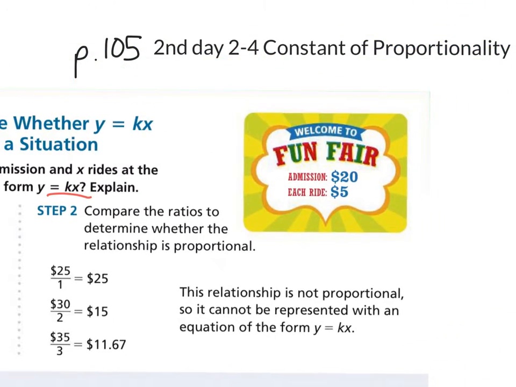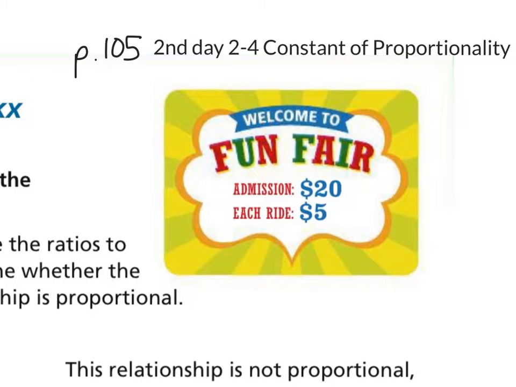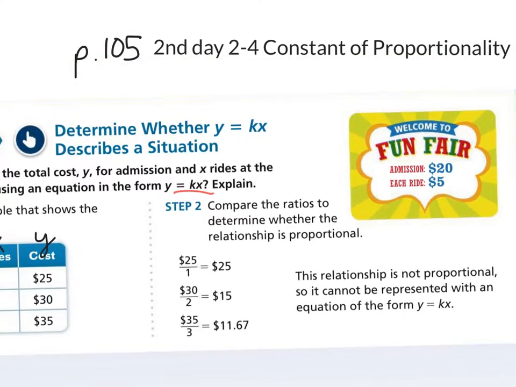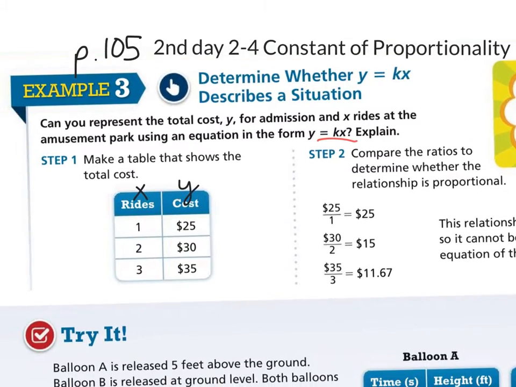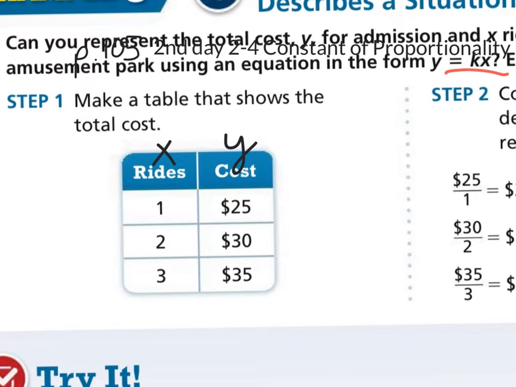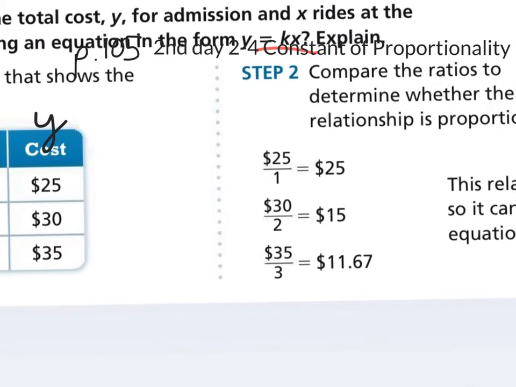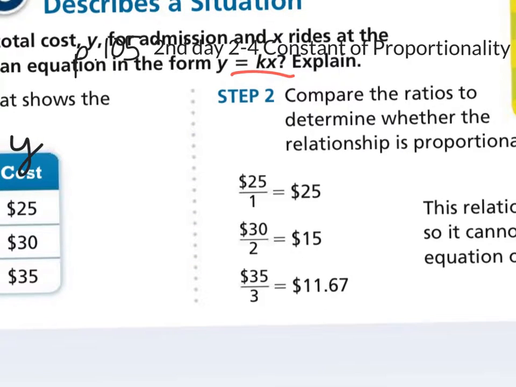And understand what's happening here is admission is $20, and then after you get in, each ride costs $5. So one ride, you have the $20 to get in plus the $5 for the first ride. Two rides, you're going to be paying just an additional $5, so $30 total. So if you do 30 divided by 2, you get 15. That's $15 per ride. So we had $25 per ride, and now we have $15 per ride.